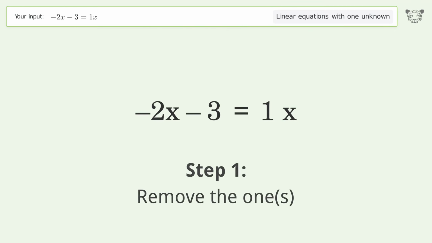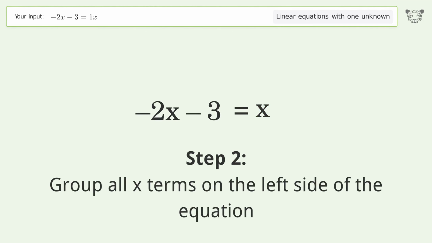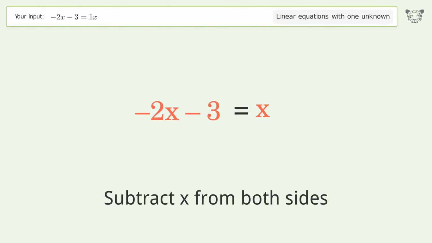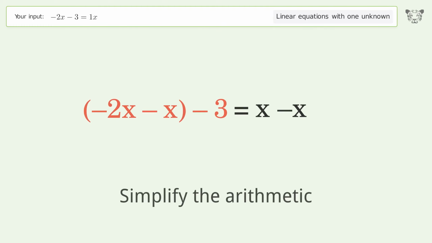Remove the ones. A variable's value does not change when it is multiplied by 1, so we can eliminate it. Group all x terms on the left side of the equation. Subtract x from both sides. Group like terms. Simplify the arithmetic.